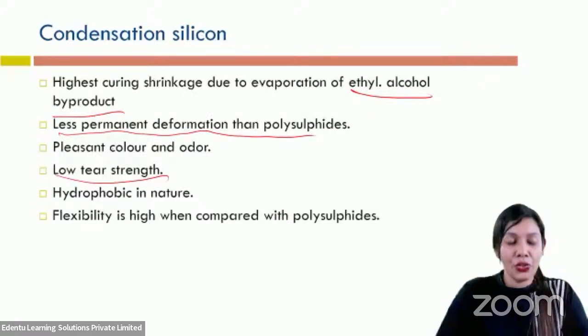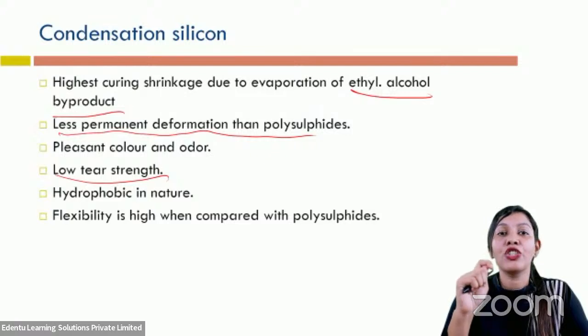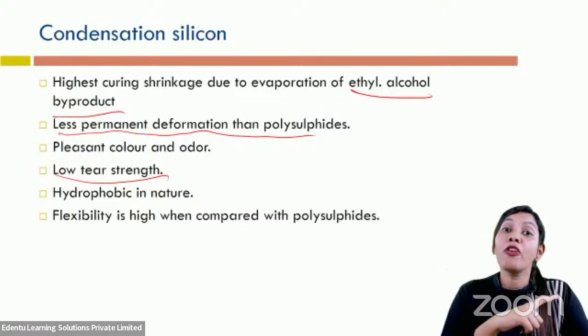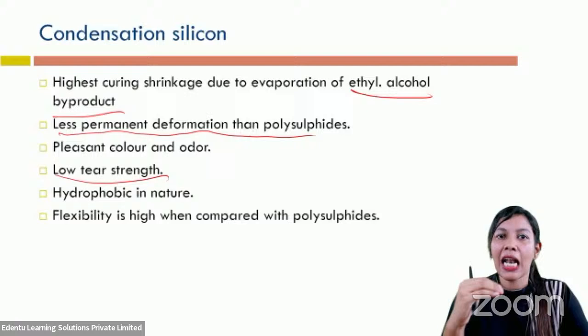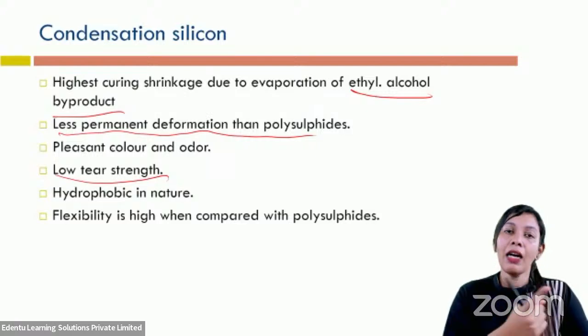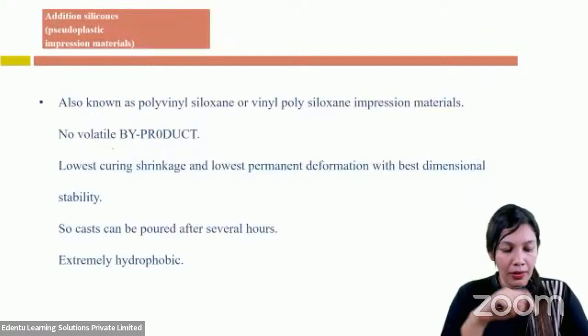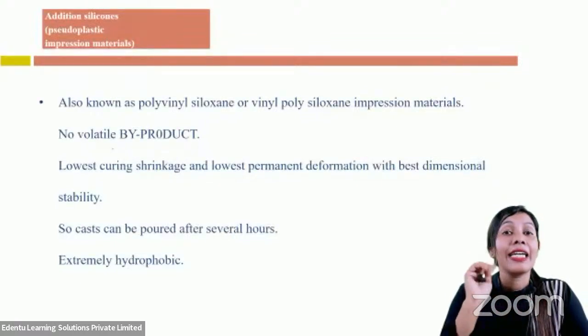Low tear strength. Tear strength means that when we take the material out of our mouth, it should not tear. That was good for polysulfide, but here it is slightly less when compared to polysulfide. Next is hydrophobic in nature. Again, polysulfide and condensation silicone were both hydrophobic. Okay.